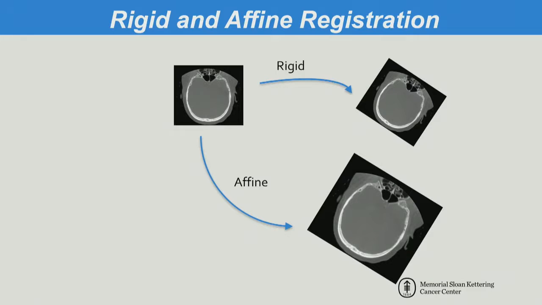So rigid registration really means translations and rotations. There is no more you can do with a rigid registration. However, if you add shear or scaling, then you call that an affine transformation.